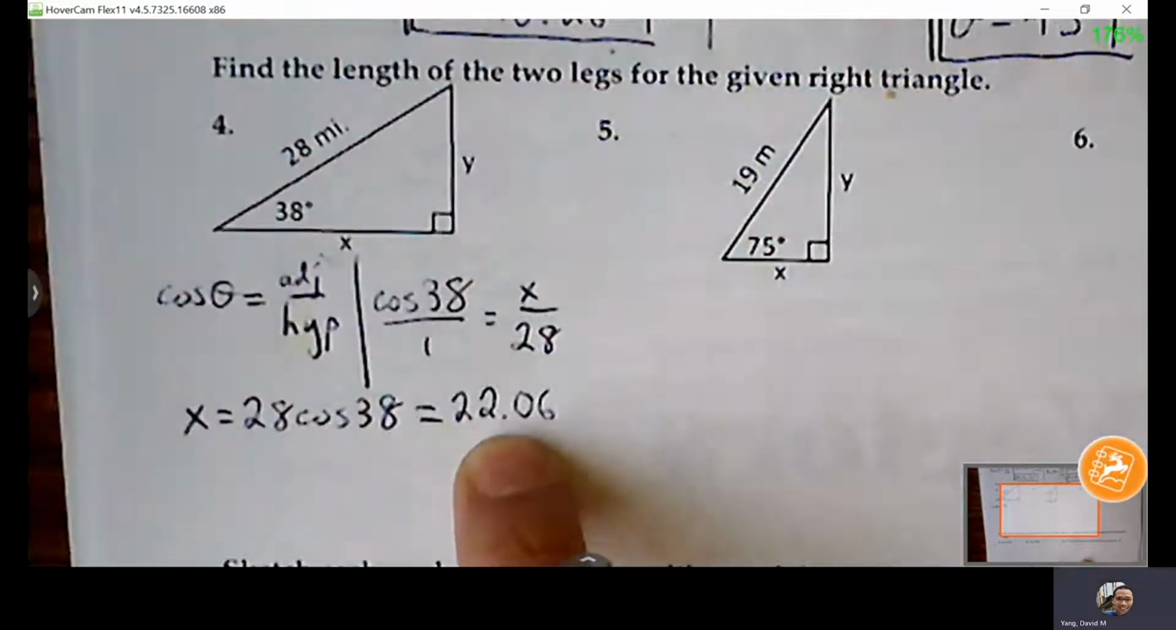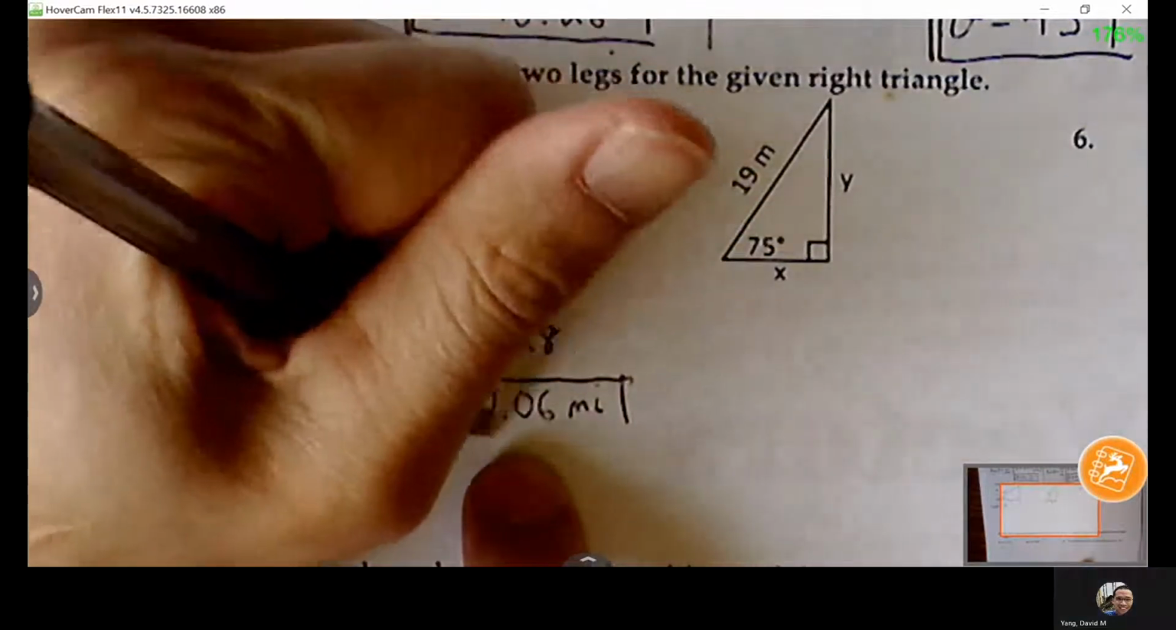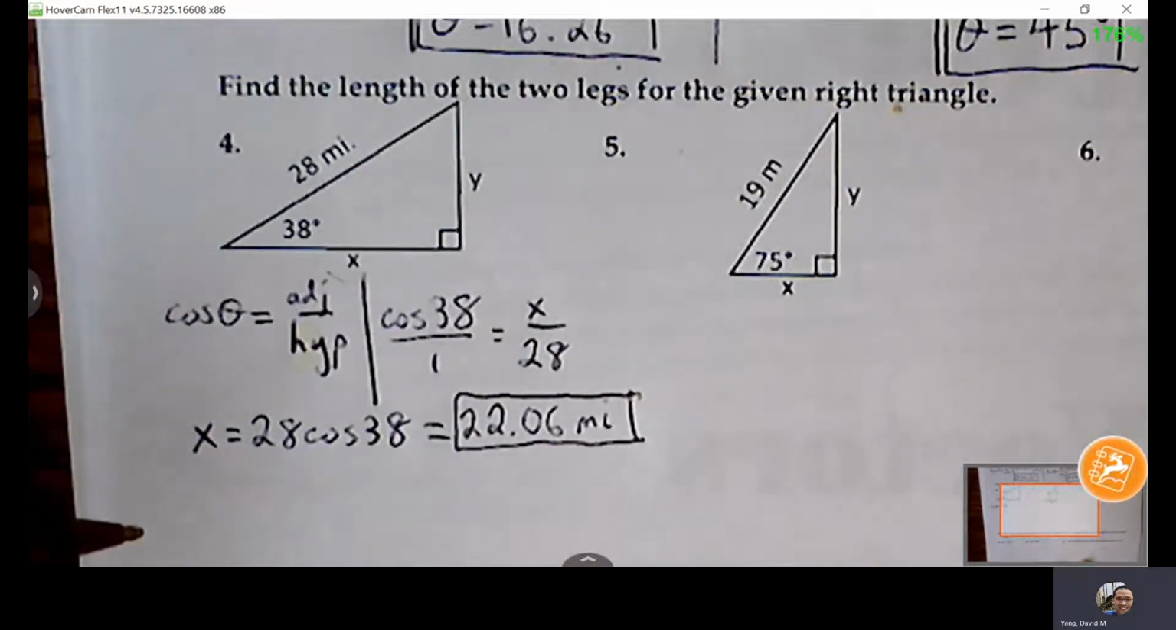This is not degrees, right? This is going to be miles. All right. Any questions with X? All right. How can I solve for Y?